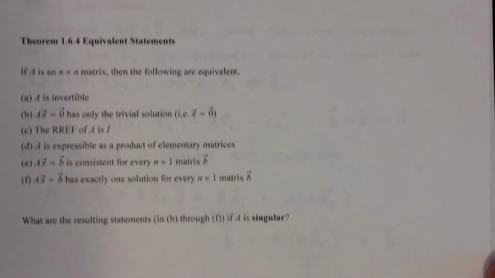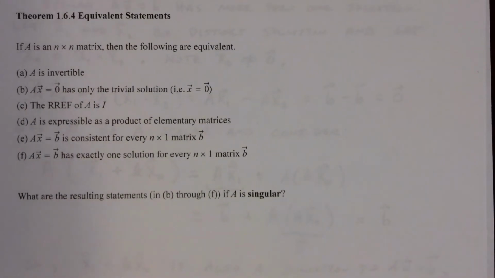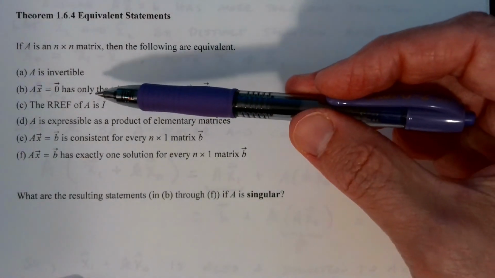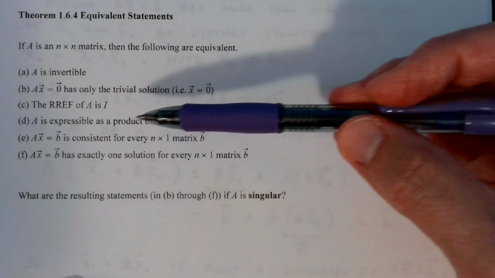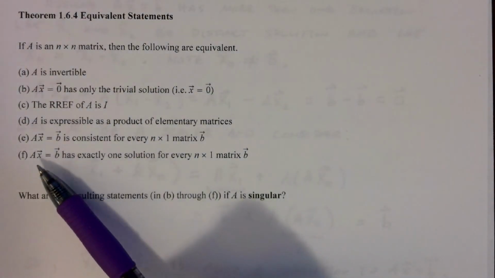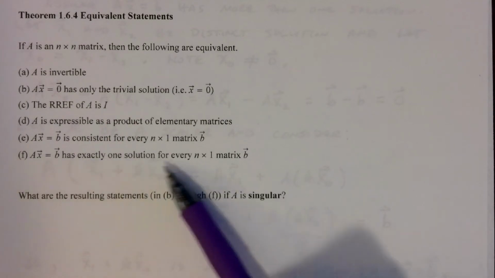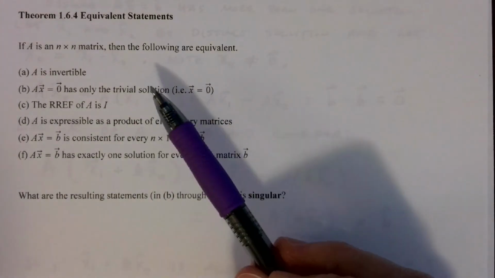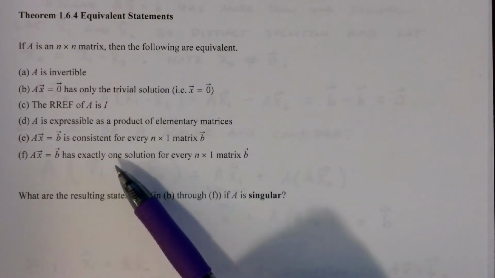But what I want to close with is this equivalent statements theorem. We have proved the first 4 statements are equivalent, but now we can add the next 2. I'll just jump down to the end: AX equals B has exactly one solution for every n by 1 matrix B. Well, we just proved the theorem that if A is invertible, then AX equals B has exactly one solution.